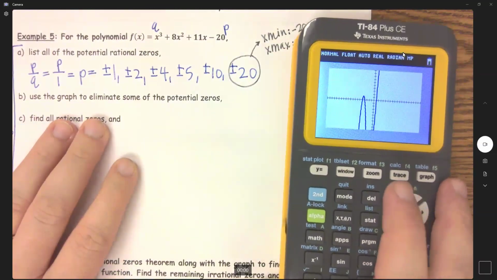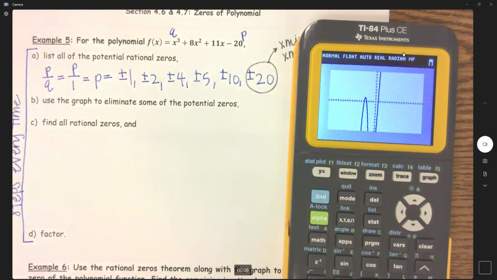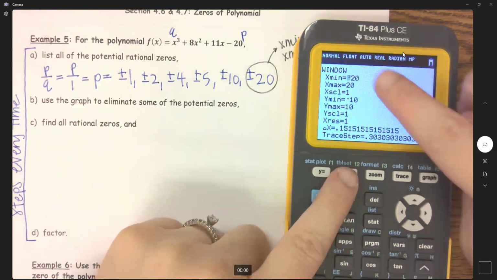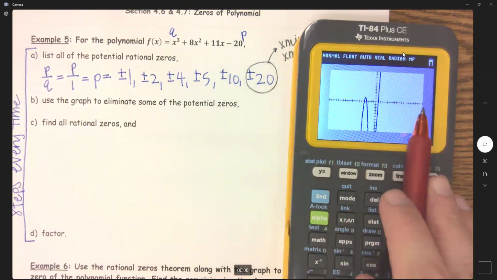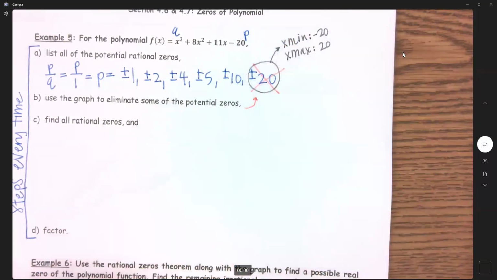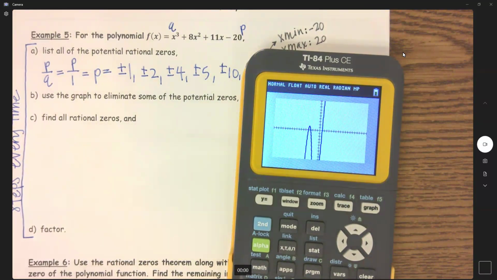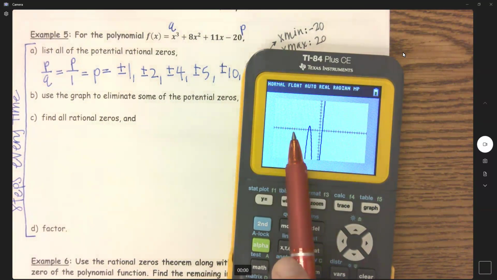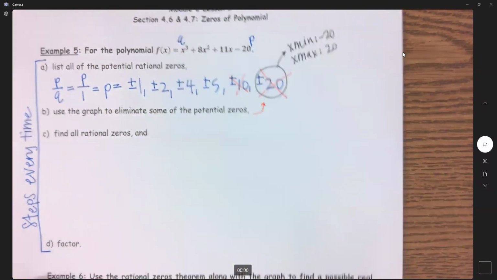And so what zeros can I safely eliminate? I want you to think about that for a second. Of these 12 potential rational zeros, what numbers can I safely eliminate? Well, since I changed my window to negative 20 to 20, I have negative 20 here, there's nothing there, and I have positive 20 here, there's nothing there. So I can eliminate my plus or minus 20. Are there any other numbers I can safely eliminate by looking at this? About halfway, we have negative 10. Nothing's there. And about halfway here, we have positive 10. I can safely eliminate positive and negative 10 as well.